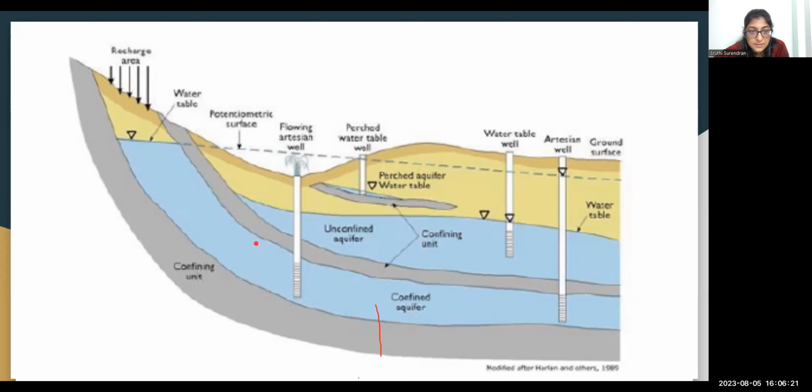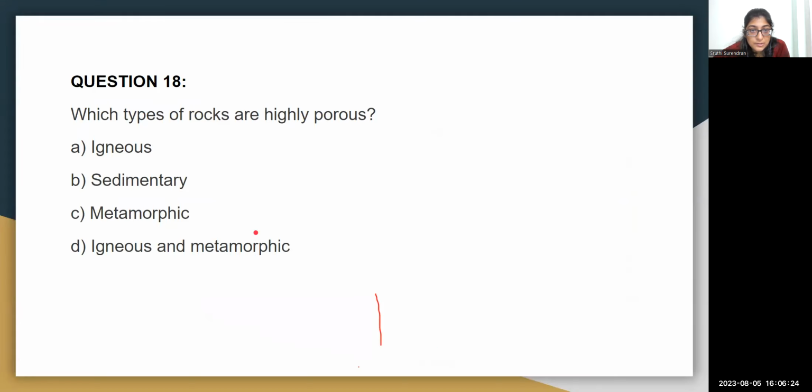To the next question: which types of rocks are highly porous? Is it igneous rocks, sedimentary rocks, metamorphic rocks, or igneous and metamorphic rocks? Again, we studied what all these three types of rocks are. How are their structures varied?